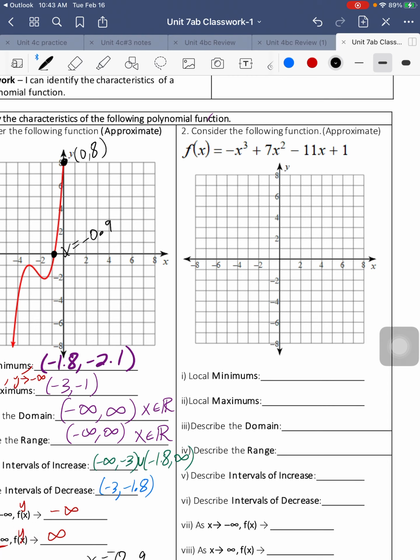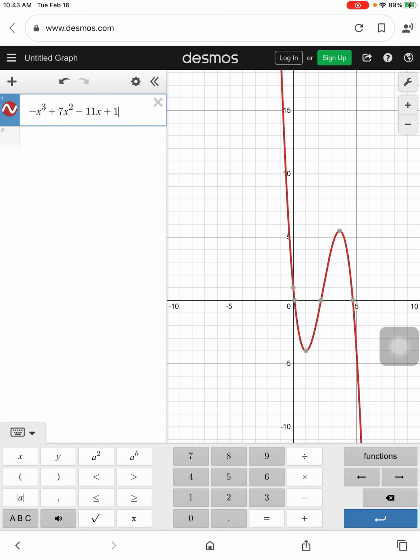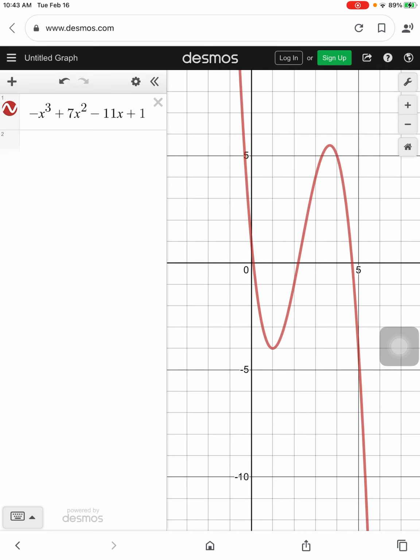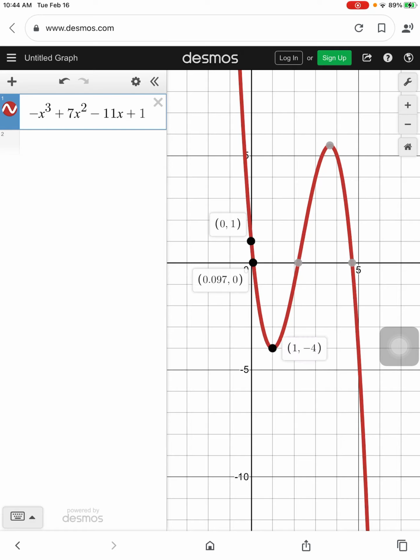Number 2, we have to actually draw this. So you're going to put the function in a calculator or in Desmos, and we're going to get some coordinates from this. You'd pretty much get any coordinate you possibly can, and Desmos does a really nice job of giving us some good coordinates like (0, 1). That's the Y-intercept. And boy, that's a really small one. So (0.10, 0) is an X-intercept.